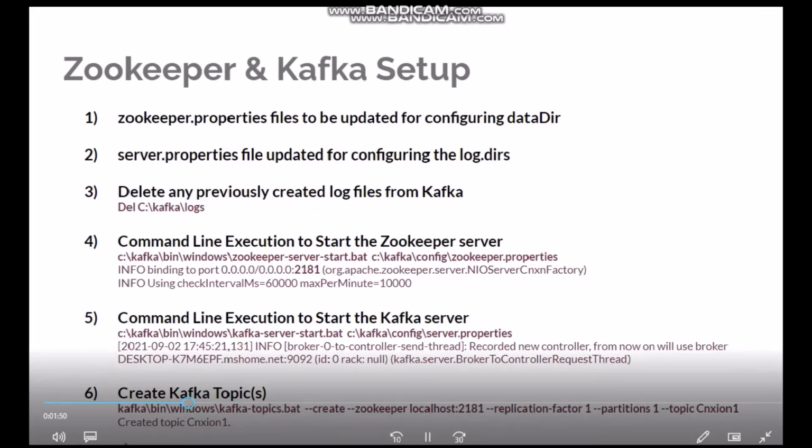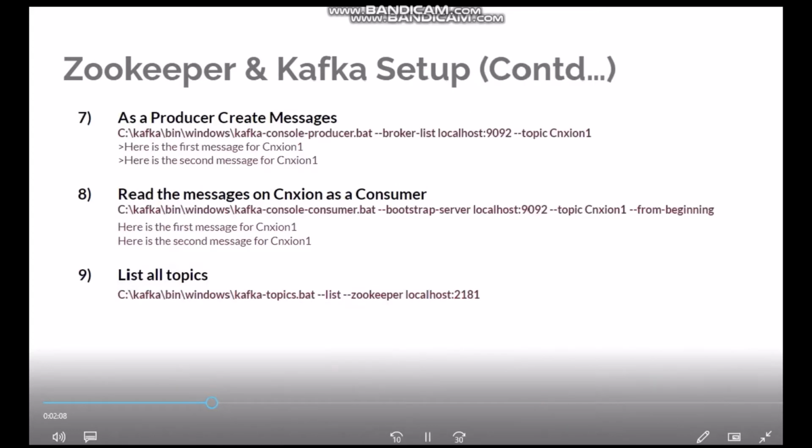Here you can see the Zookeeper server start command, and then the Kafka server start command. To start the Kafka server, we first have to start the Zookeeper server, then Kafka, and then we can create the topics. We will choose the topic name connection one, and as a producer we can create messages. You can see here the Kafka console producer. We are going to create a topic named connection one, and send messages to this topic. Basically, that's what it denotes.